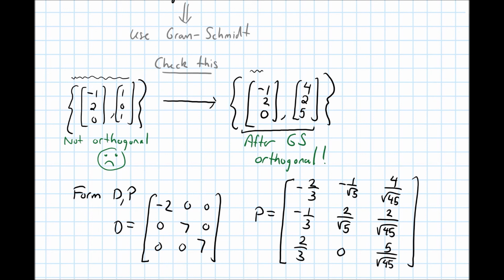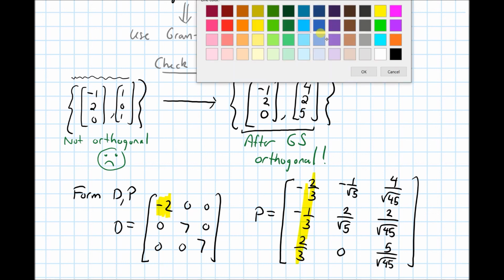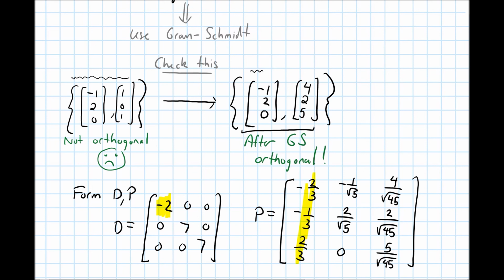Okay, so let's just highlight these. For the eigenvalue -2, this was its eigenvector. And for the eigenvalue 7, we had these two eigenvectors after we had done Gram-Schmidt and normalized them.